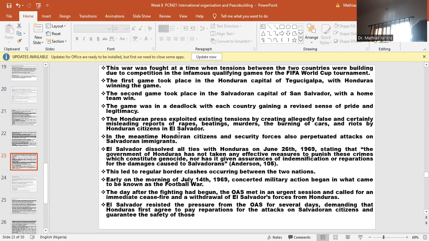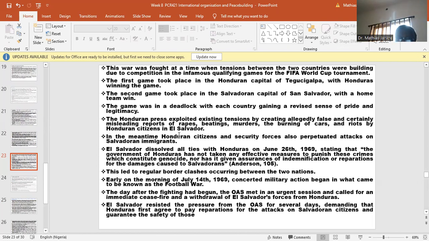El Salvador dissolved all ties with Honduras on June 26, 1969, stating that the government of Honduras had not taken any effective measures to punish these crimes, which constituted genocide, nor had it given assurance of indemnification or reparations for the damages caused to the Salvadorians. This led to regular border clashes occurring between the two nations.